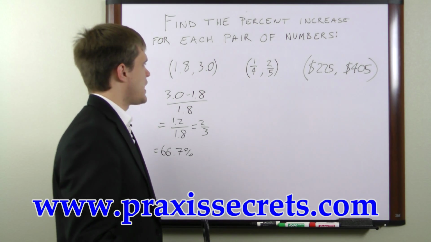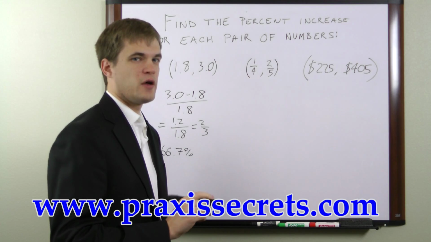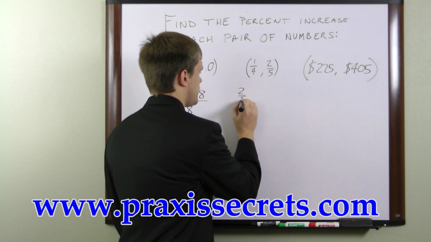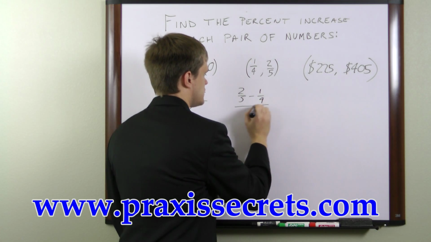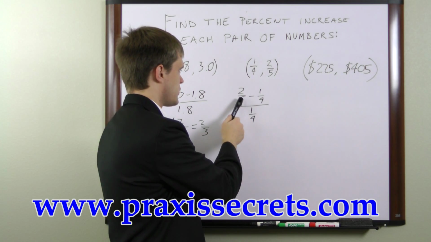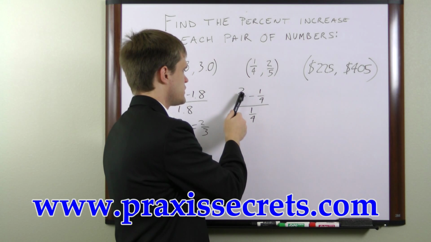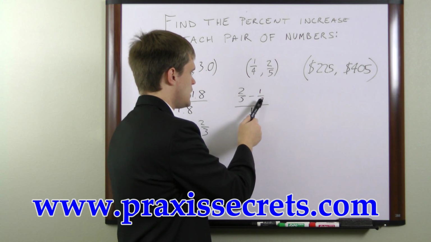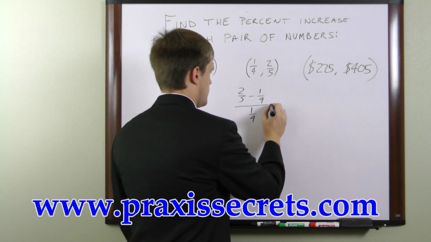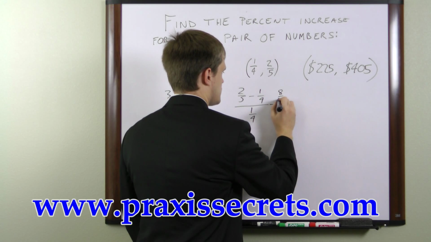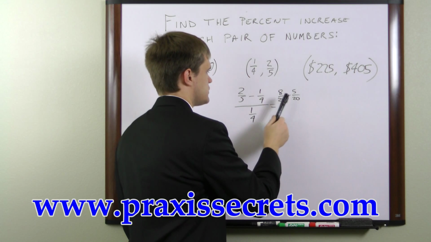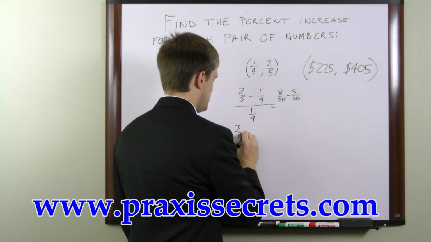In the second example, we have 1 over 4 and 2 over 5. So we're going to use the same formula as here. We're going to have 2 over 5 minus 1 over 4 divided by 1 over 4. Now we have to get a common denominator here, so we're going to multiply this first number by 4 over 4 to get 8 over 20. And the second number we're going to multiply by 5 over 5 to get 5 over 20. So what we have here is 8 over 20 minus 5 over 20, which is equal to 3 over 20.